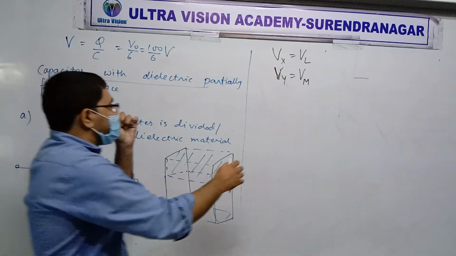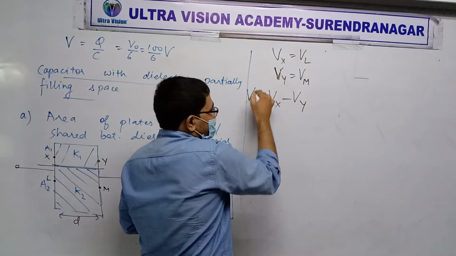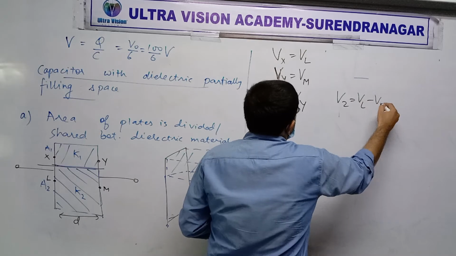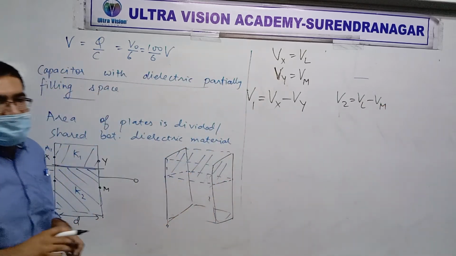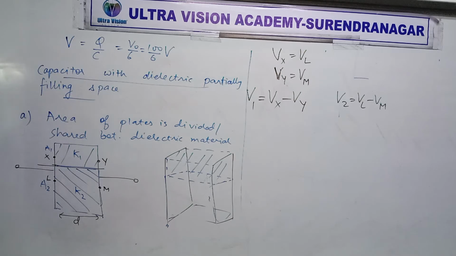Now for the first part, the voltage is Vx minus Vy, and for the second part, the voltage is Vl minus Vm. Do you agree that both are going to be equal? Yes. If they are equal, then subtracting gives the same. Yes or no? Yes. Absolutely sure. So this is a proof that if you cut it from here, these two capacitors are going to be in what?